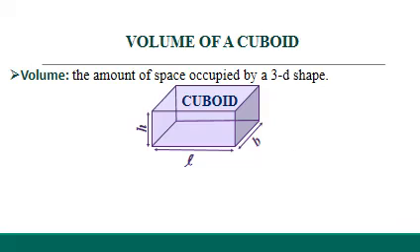Volume of a cuboid. Now what does the term volume mean? Volume is the amount of space occupied by a 3D shape. So the volume is actually the space which is there within a 3D shape. So volume of a cuboid is actually the amount of space which is there within the cuboid. So how can we find out the volume of a cuboid?